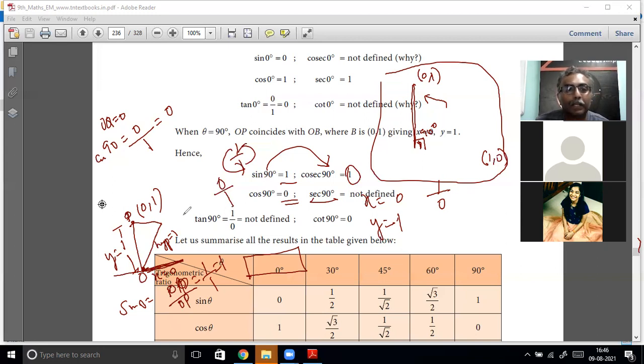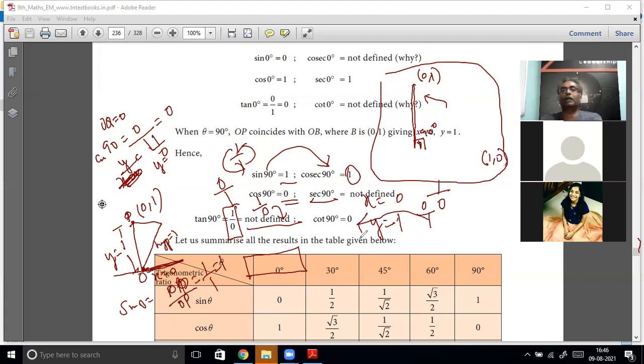Tan 90 is also opposite side by adjacent side. Adjacent side is x, x equal to 0. Opposite side is y, and y is 1. So tan 90 is y by x, which is 1 by 0. It is also not defined. So tan 90 is not defined. 1 by 0 is not defined, but 0 by 1 is defined. 0 by 1 is equal to 0. So cot 90 is 0.